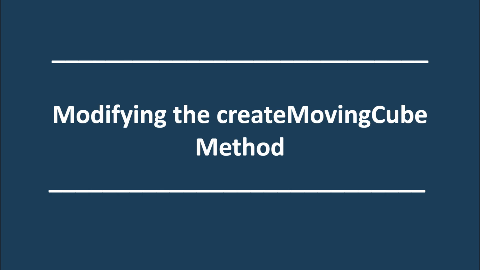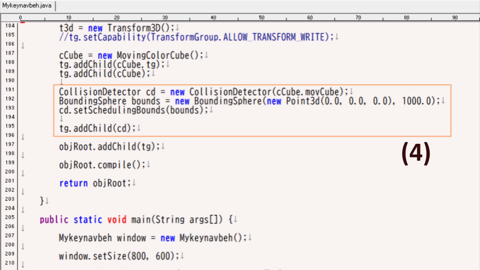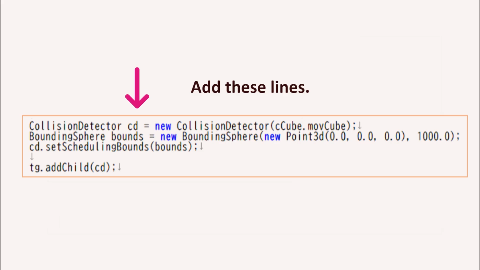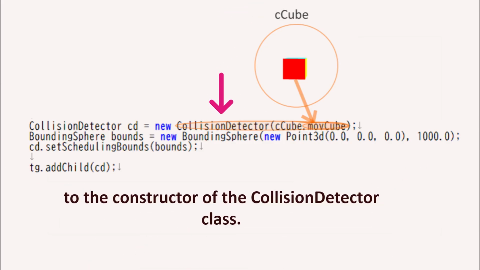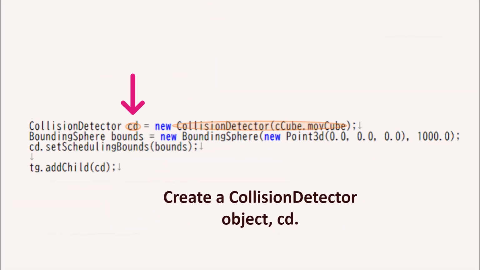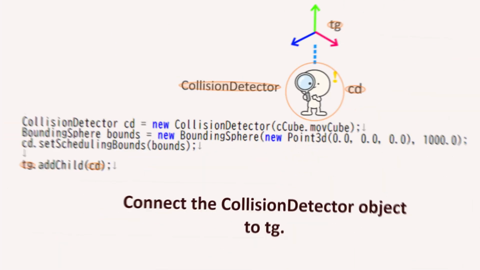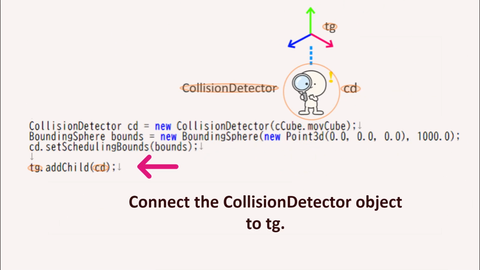Modifying the createMovingCube method. 4. Add these lines. Pass the moving cube, moveCube, in the movingColorCube class to the constructor of the CollisionDetector class. Create a CollisionDetector object, CD. Connect the CollisionDetector object to TG.